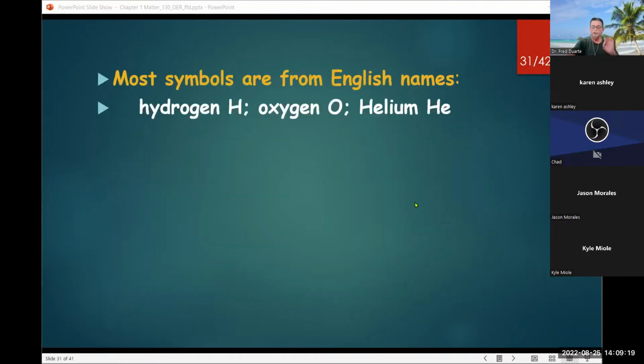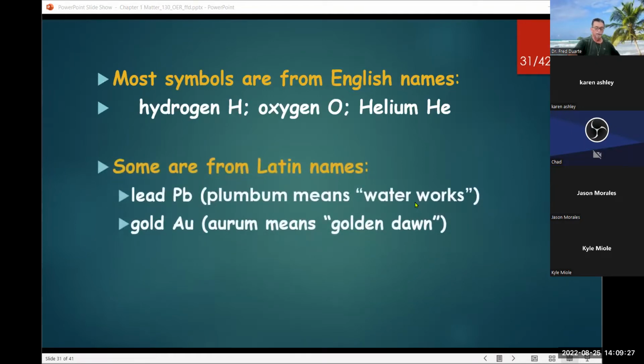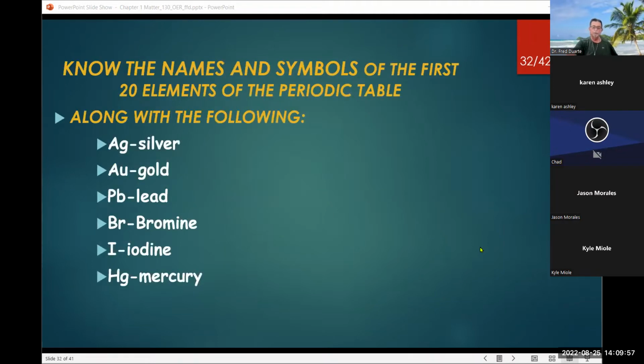All right. Now, most symbols have English names. So H for hydrogen, O for oxygen, He for helium. But Latin plays a factor here. For example, Pb is the symbol for lead, and it comes from the Latin term plumbum, which means waterworks. And then gold has the symbol Au, which comes from aurum, which means golden dawn. Au and Ag get mistaken a lot. Ag is silver, Au is gold. Okay? So be familiar with the first 20 elements, okay?